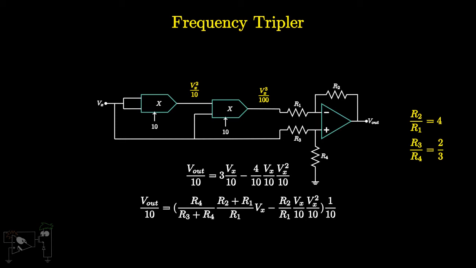Hence, we have successfully designed the circuit. Other frequency multipliers can be built similarly by using trigonometric identities. The next application is a divider circuit.